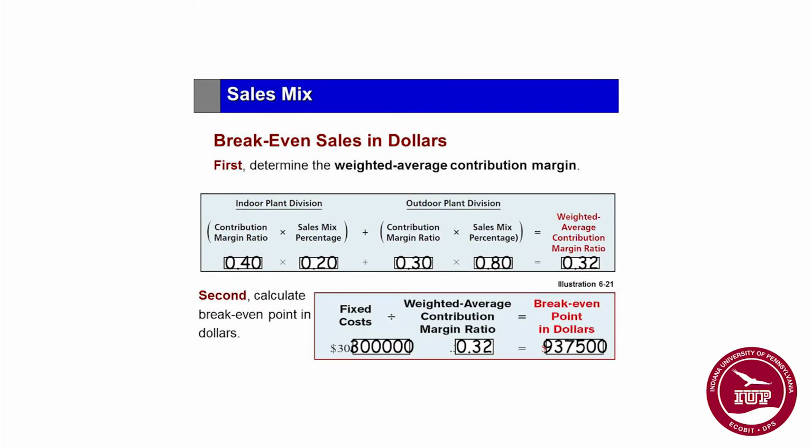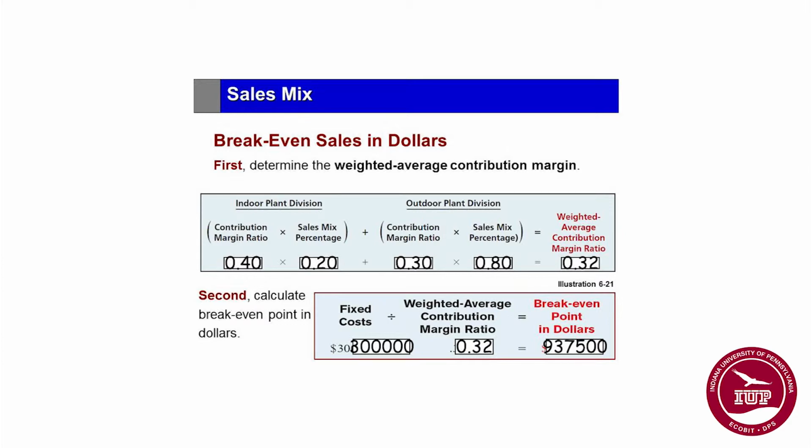So for the indoor plant division, your contribution margin ratio is 40%. Your sales mix percentage for the indoor plant is 20%. So multiply the two. You add that to the contribution margin ratio of outdoor plant at 30% and sales mix percentage of 80%, giving you a weighted contribution margin ratio of 0.32. You take the $300,000 of fixed cost and divide by the weighted contribution margin ratio of 32%, which gives you a break-even point in dollar sales of $937,500.